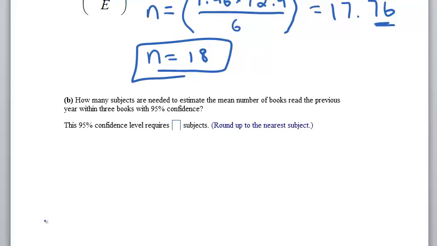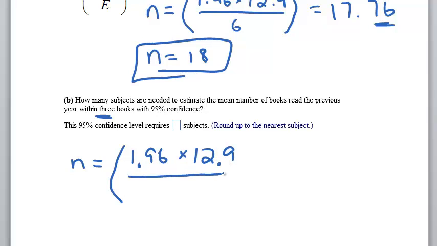Pause the video here. See if you can do this one. All right, welcome back. So how many subjects are needed to estimate the mean number of books read within 3 books? That's the only thing that's going to change. Still have my formula. So N equals 1.96 times 12.9, divided by, instead of 6, I'm dividing it by 3. That's my error. Squared. And when I do that, I'm going to put the little squiggly guys here.